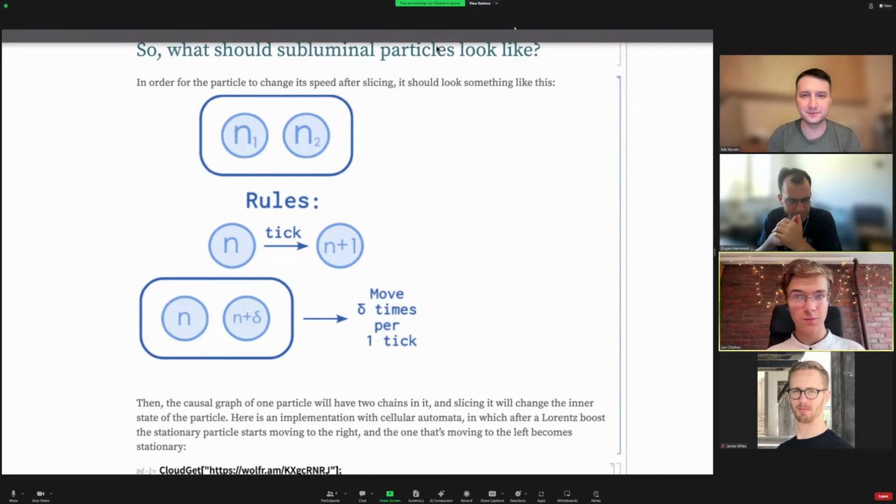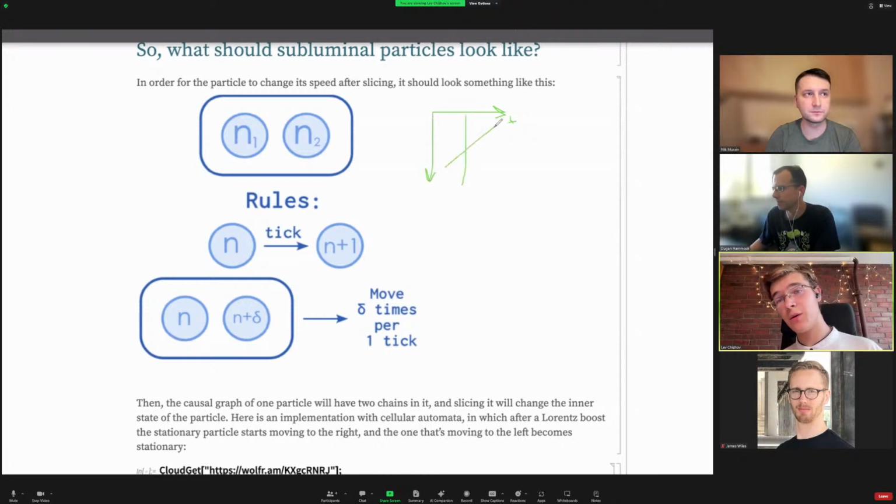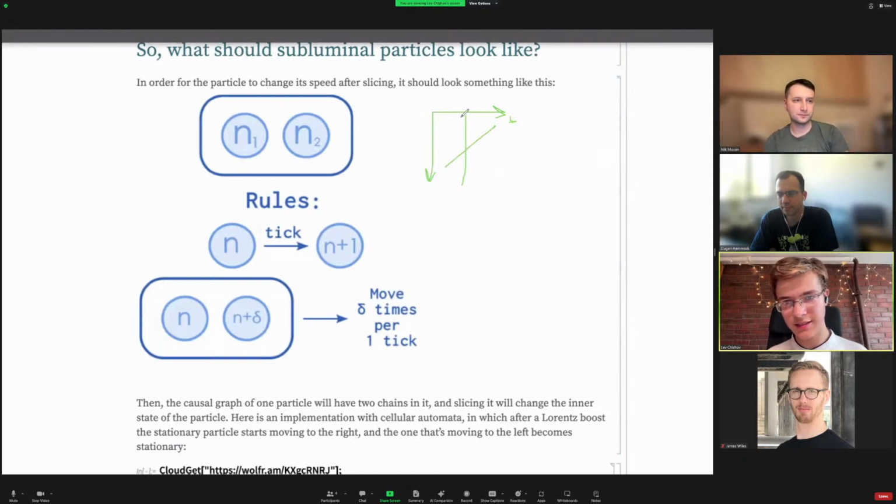Right. So if we imagine a causal graph that just looks like this, then however we slice it, the particle is always going to have the same state in every reference frame, because you just say that the events that are here have happened, but the events that are here didn't, but it's still the same events. So what you actually want is several chains of events that are independent, such that when you slice it, you get a state that is different.